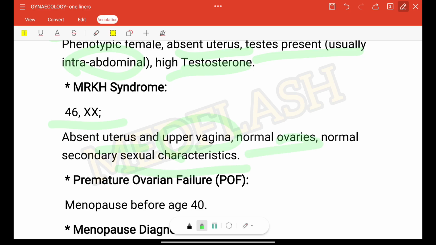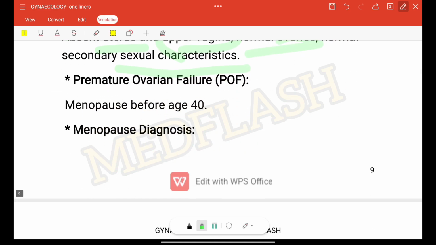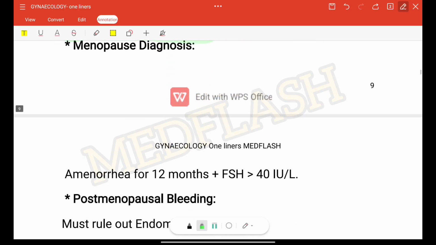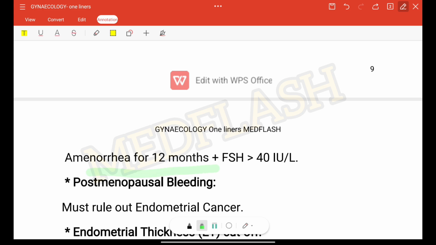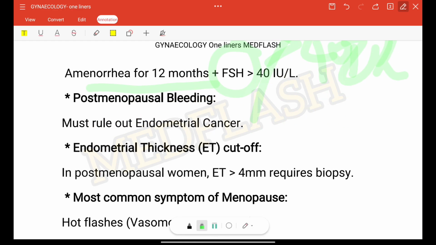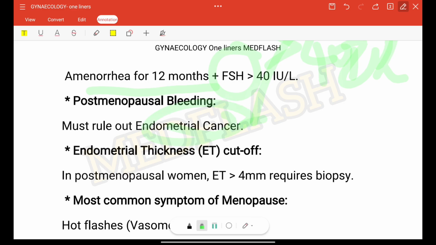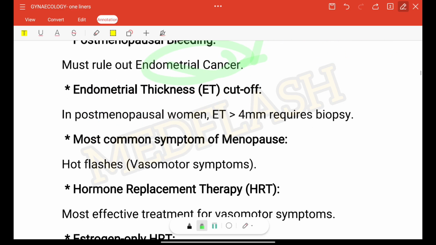Premature ovarian failure: menopause before age 40. Menopause diagnosis: amenorrhea for 12 months plus FSH level greater than 40 international units per liter. Postmenopausal bleeding: must rule out endometrial cancer. Endometrial thickness cutoff in the postmenopausal woman is greater than 4 mm. If the endometrial thickness is greater than 4 mm, it requires biopsy.